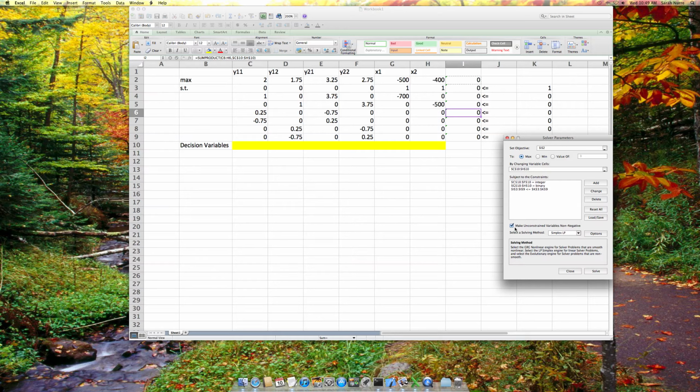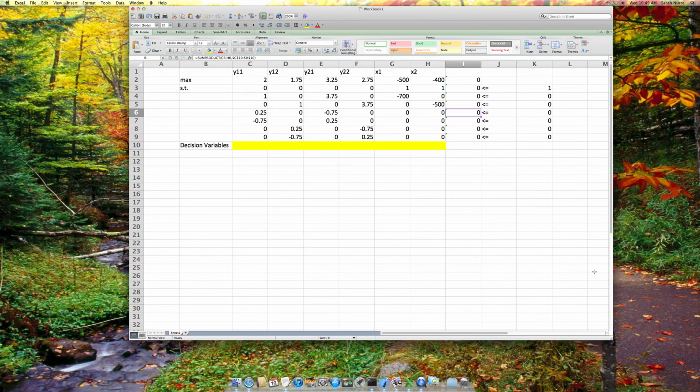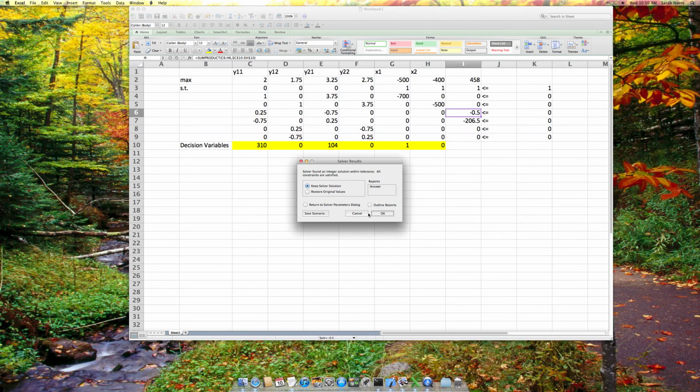If you have an older version of Excel, you might need to say that all of my variables are greater than or equal to 0, especially for the integer ones. But I can accomplish that with this checkbox here, and I want to make sure I solve using simplex. Then I just click solve. And it might take a little bit longer for integer solutions. Here a solution has been found.